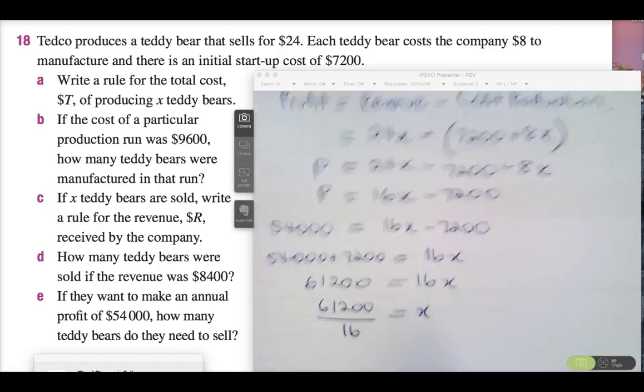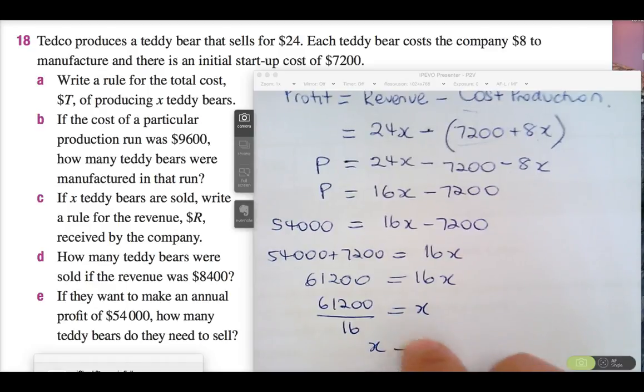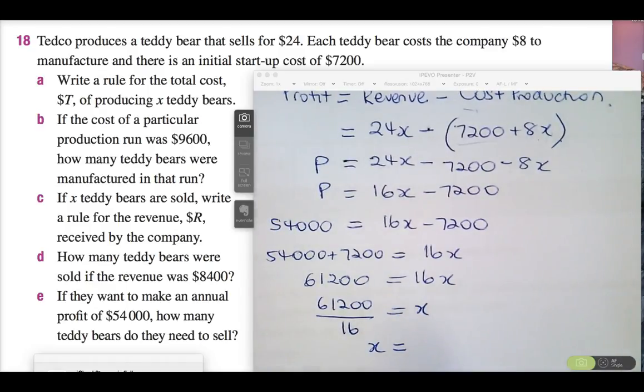Girls, so therefore x is 61,200 over 16, which is 3,825. Oh, that's wrong. Wait, this is wrong. Girls, I'm looking for teddy bears. That's not money.